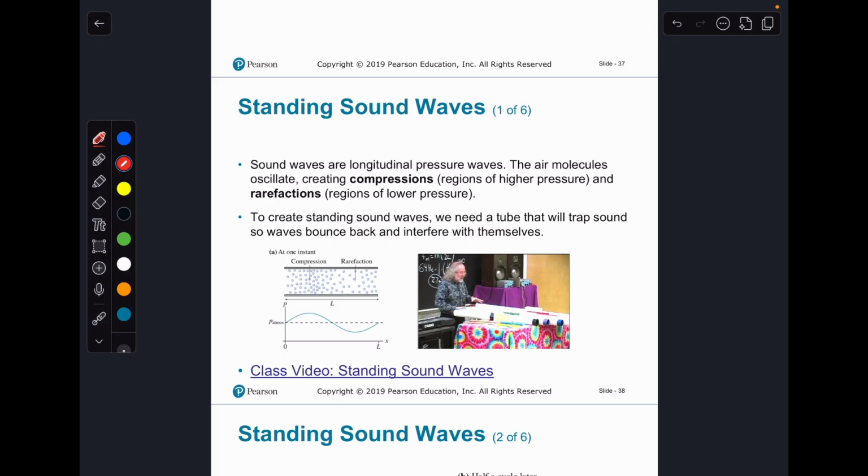To create a standing sound wave, you need to be able to trap the sound. You can't let it go in 3 dimensions. You've got to trap it in a tube, just like in a string we're trapping the wave in 1 dimension to move along the string. So we're going to trap sound in the tube. For particular frequencies of sound that you put into the tube, you can get standing wave patterns. They're going to follow the same node and antinode patterns that you saw in the previous examples.